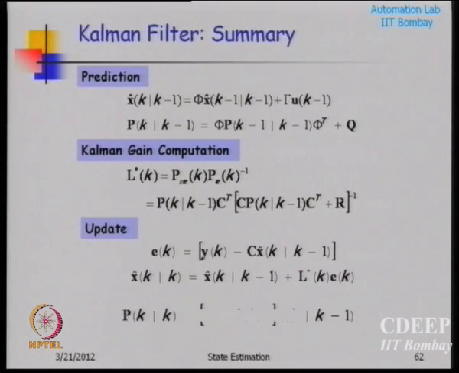I do an update, and then I update the covariance. This is the updated mean and updated covariance. So you start with the initial guess x_{0|0}, and this is a recursive procedure by which you construct subsequent optimal estimates. For a linear time invariant system, these are the estimates which give you minimum covariance. There is no better estimator you can construct.